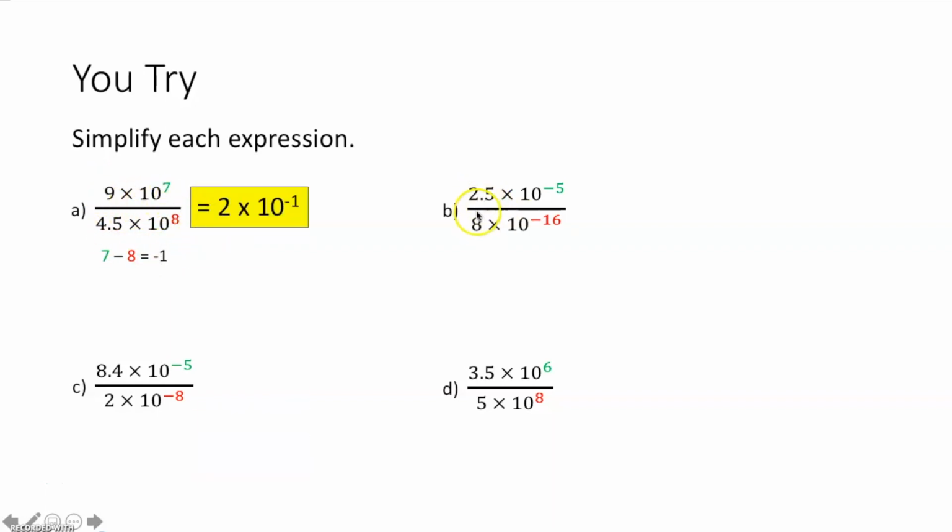Here, divide the two numbers in front, subtract the exponents. So what's -5 minus -16? That's going to be the same thing as -5 plus +16. So that's 11. So it's going to be 10 to the 11th power. And what's 2.5 divided by 8? That's going to be 0.3125.